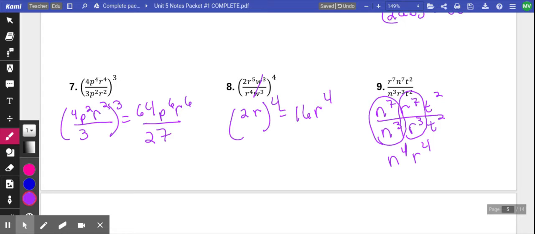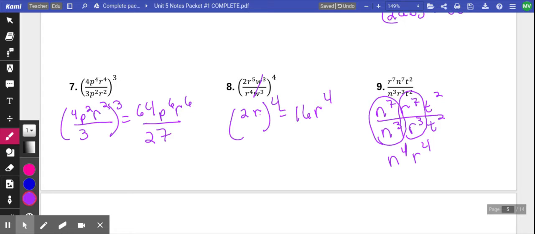2, r to the 5th divided by r to the 4th is r, so that's 2r to the 4th, so that's 16r to the 4th. 9, what I did first is I rearranged them in alphabetical order so that like bases were above each other.